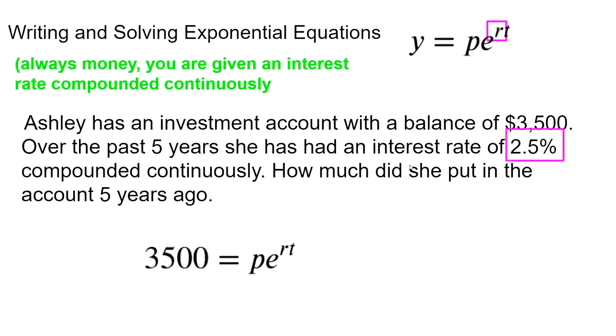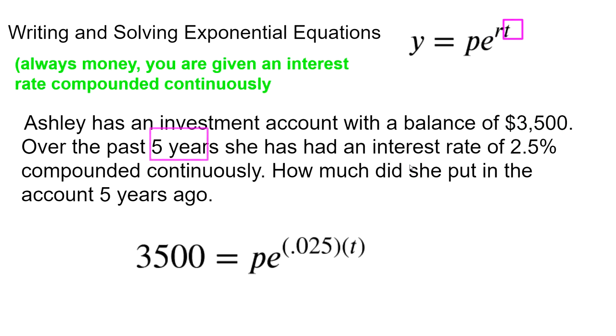So we do need the rate. Well, that's 2.5. We're going to divide it by 100, so that's going to be 0.025. And then we're going to have T. Well, that's how many years that we do this. The problem says we do it for 5 years, so that T is going to become a 5.